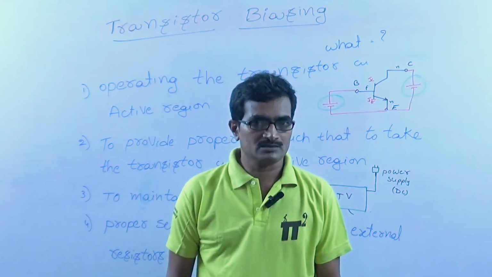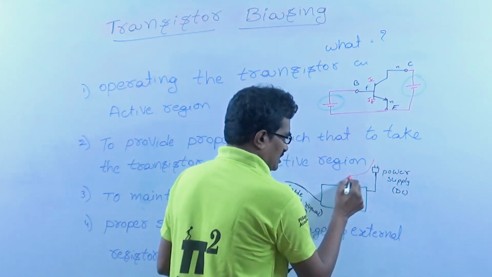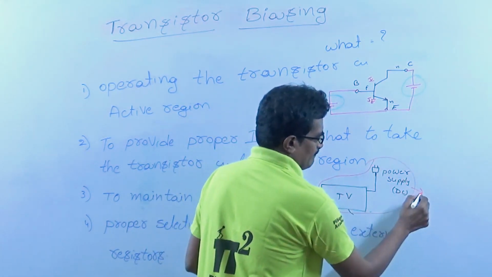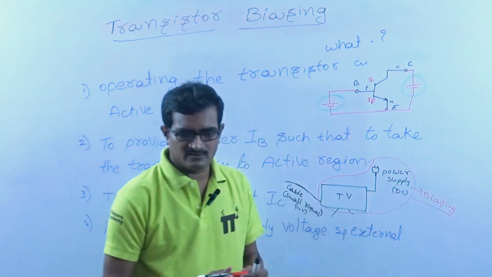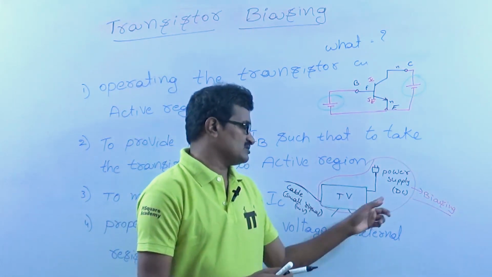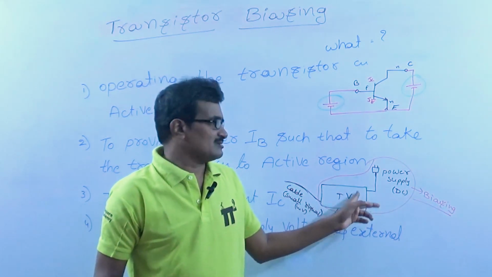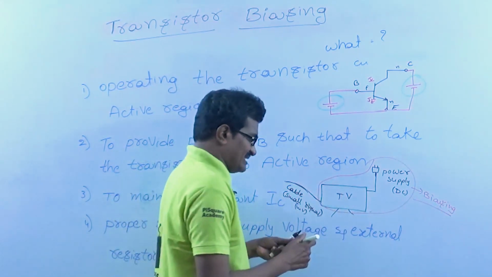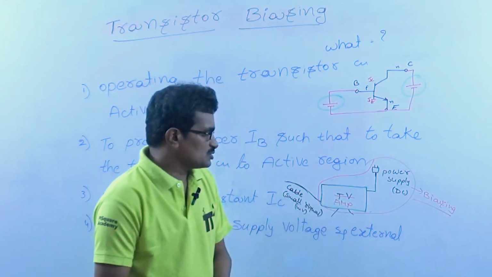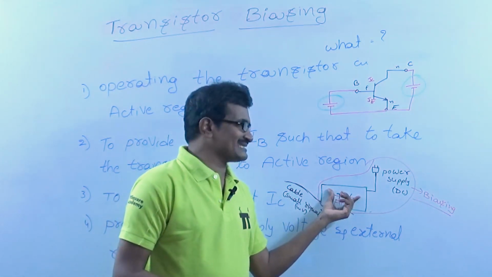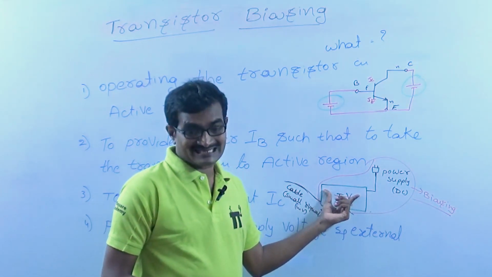Now this is called biasing. Whatever power supply is required to activate all electronic components in your TV, that is biasing. Now let us change your TV to an amplifier. To use your transistor as an amplifier, it should operate in the active region stably.